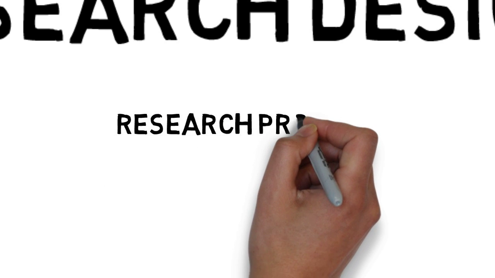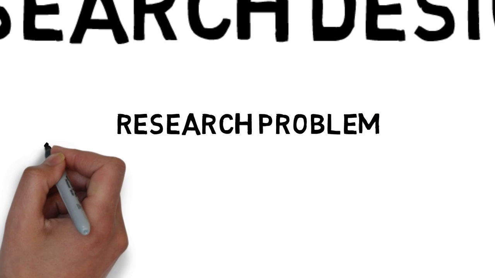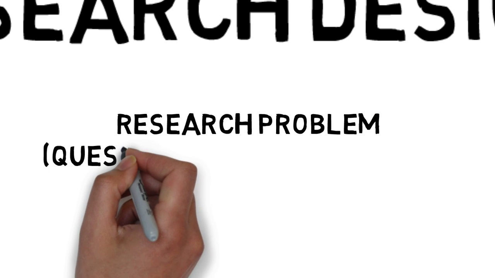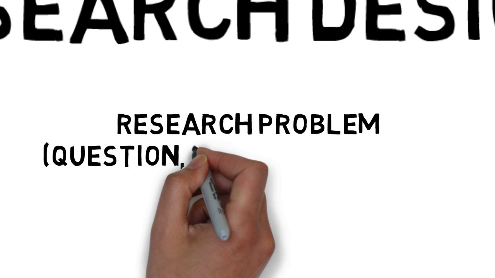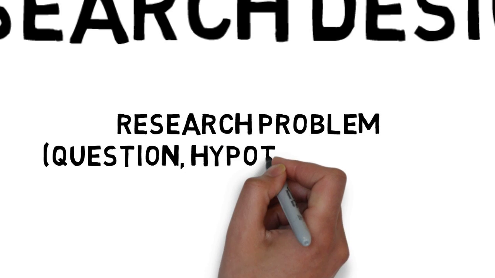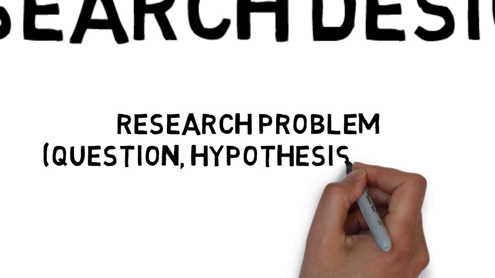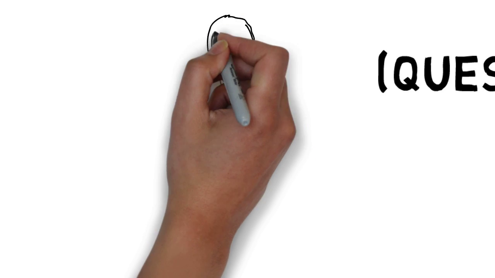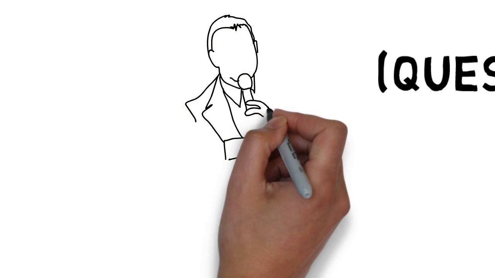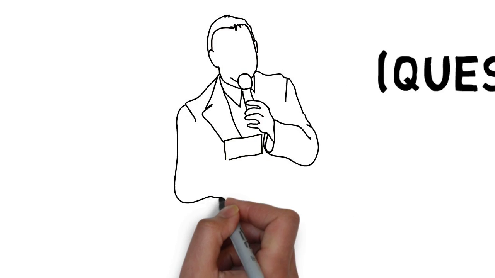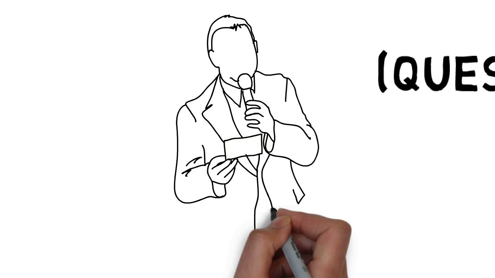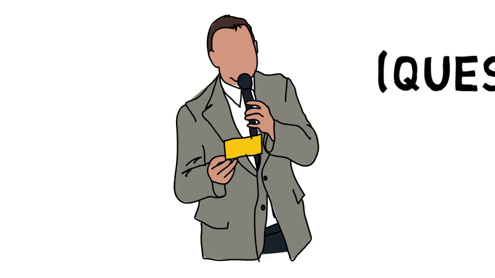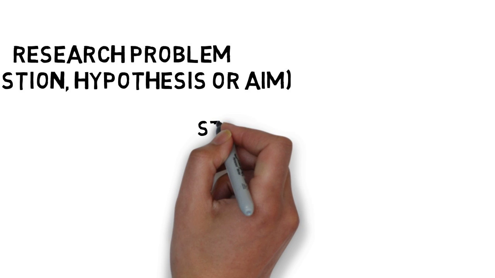So, number one is defining your research problem. A research problem can be in a form of a question, a hypothesis, or an aim. You have to be clear from the very beginning what it is that you're trying to understand, or what it is that you're trying to give an opinion to, or which you're trying to interpret. This is one of the most important parts in the research design.